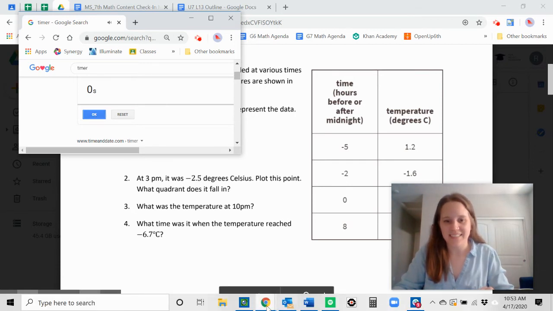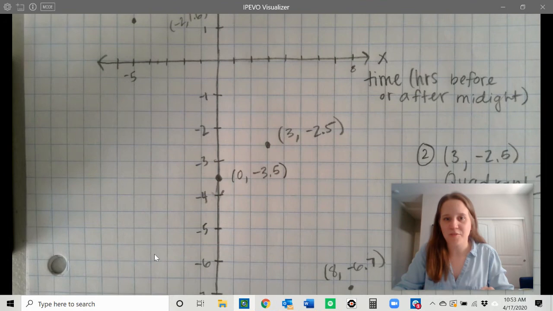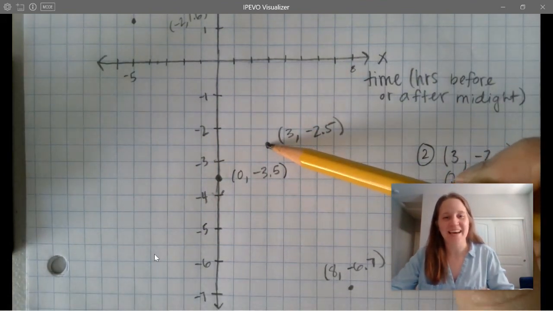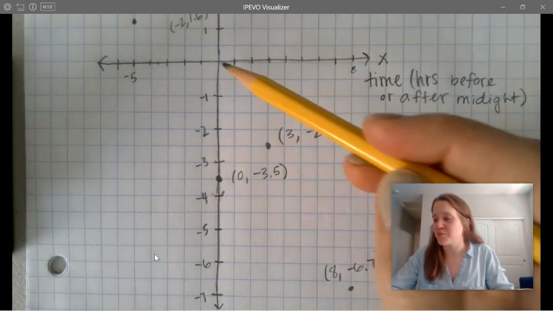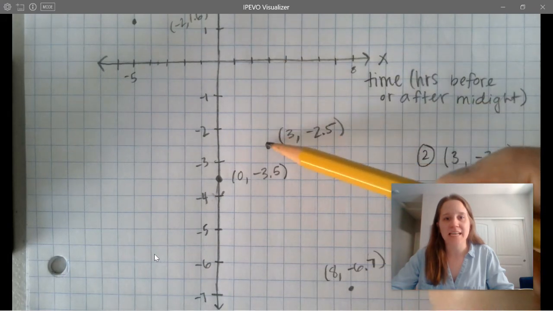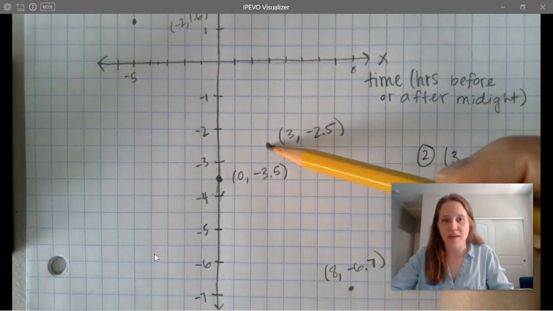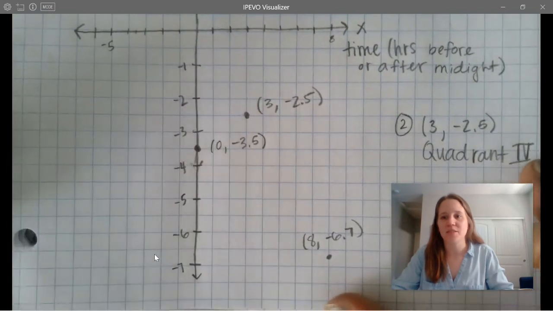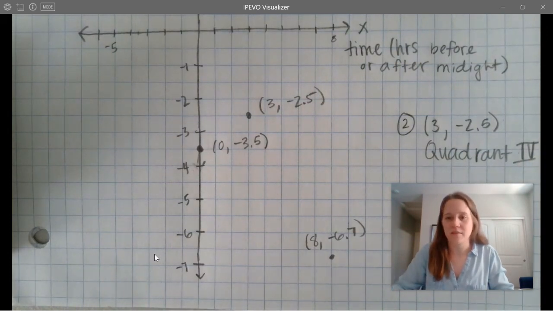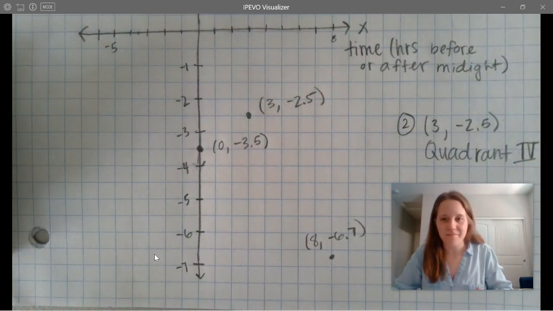All right. Sorry again about that typo. At 3 p.m., I'm sorry, I said it again. At 3 a.m., the time is 3 hours past or 3 hours after midnight, and my temperature is negative 2.5. So I am landing in quadrant 4. So here's your point. It should be plotted on your graph. That is in quadrant 4. Remember, we named quadrants with Roman numerals, so it's a capital I and a capital V. Okay, sometimes people extend this little line over. I'm not sure why they do that.